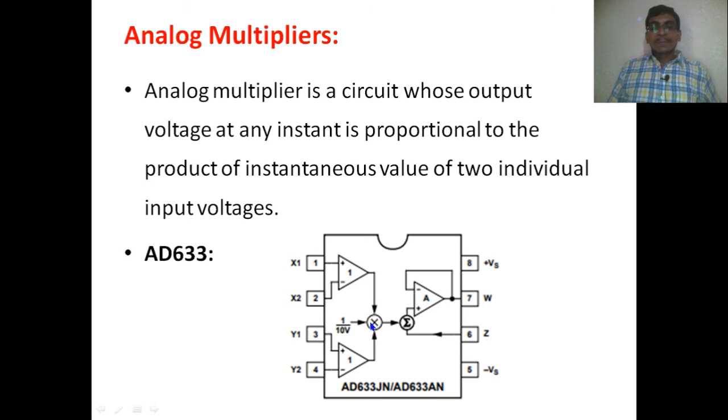This multiplied output is given to the summer section, and in the summer, from the z we can apply some attenuation factor, so that the additional signal or the attenuation factor will be added with our multiplied output and then given to the output buffer. From the 7th pin we will take the multiplied output, which is a multiplication of x1 minus x2 into y1 minus y2.